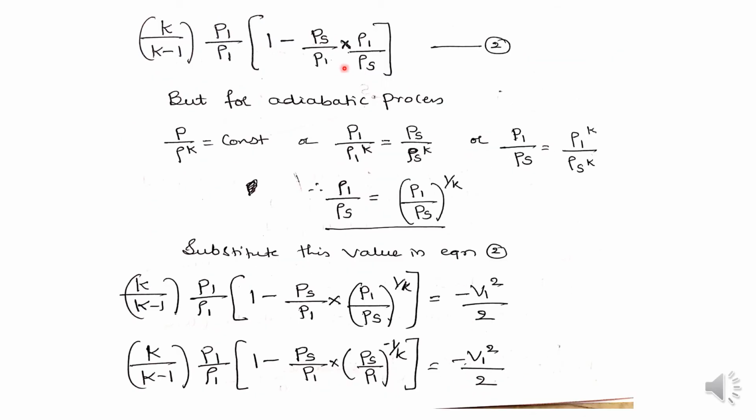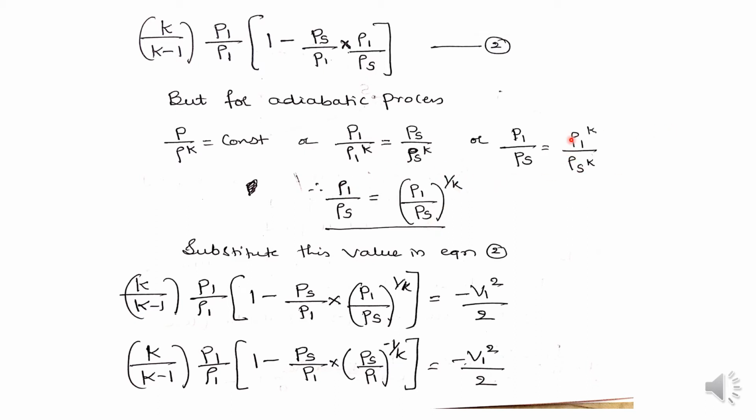So if we want to write for section 1 and section 2, we write this equation: P1 divided by rho 1 to the power k equals PS divided by rho s to the power k. Or I can write this equation in this form also: P1 divided by PS equals rho 1 to the power k divided by rho s to the power k. Or in the rho 1 divided by rho s form: rho 1 divided by rho s equals P1 divided by PS to the power 1 divided by k. We can write this equation in this form.